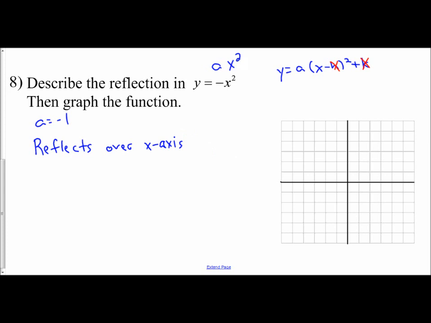And so we start with the parent function, y equals x squared. So 0 squared is 0, 1 squared is 1, and 2 squared is 4. -1 squared is 1, -2 squared is 4. And I'm going to use a dashed curved line to graph this U-shaped parabola.